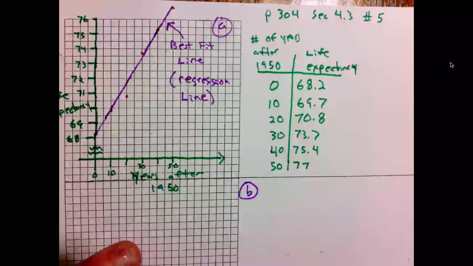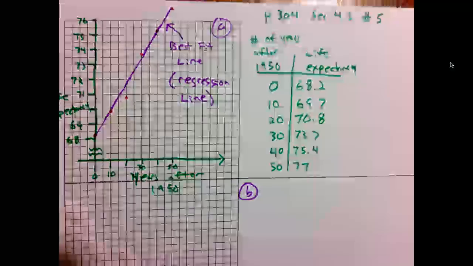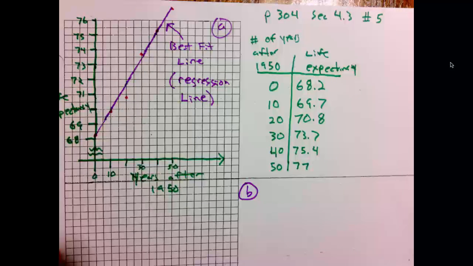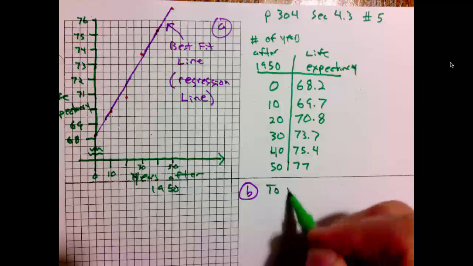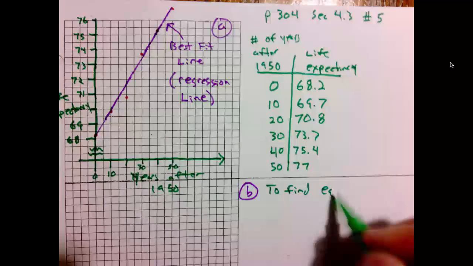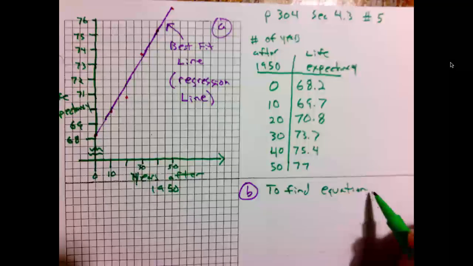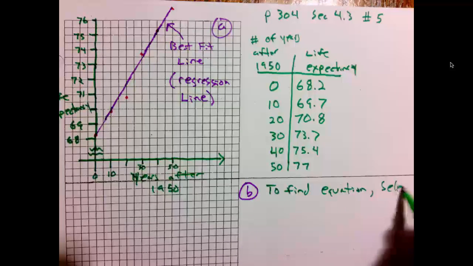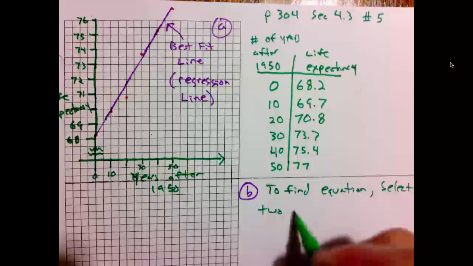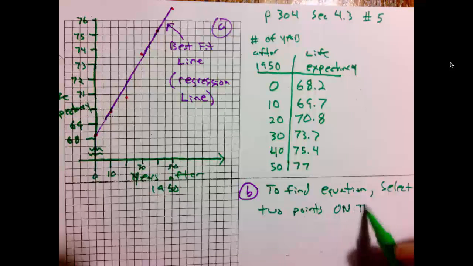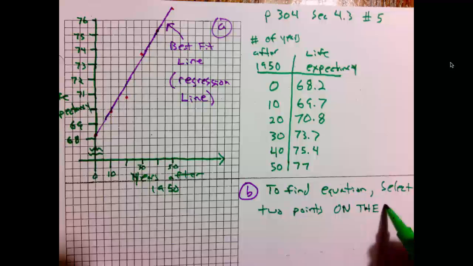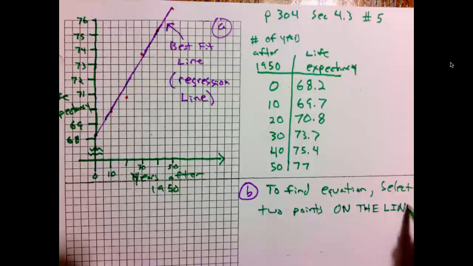Okay. So we want to find the equation for this line. The purpose of us going over regression is to see that there is an application for our slope-intercept form and to get additional practice from writing these equations. Well, to find an equation, select 2 points on the line. Not necessarily points that are in our data.